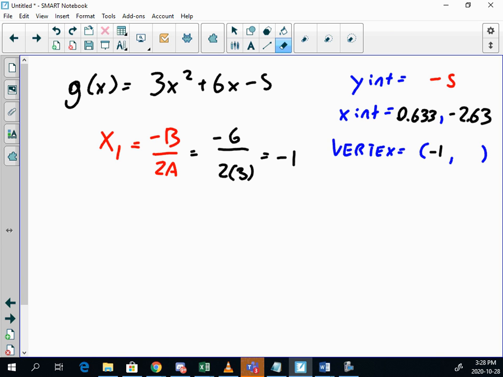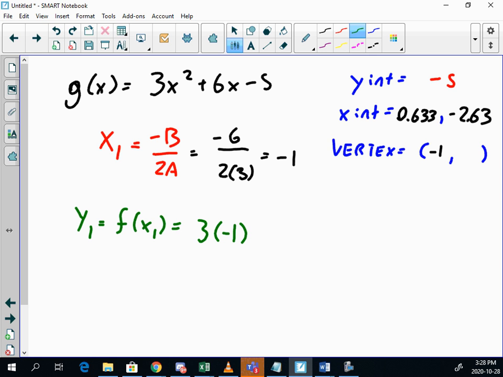That's not quite enough, though. I need to find the y1 value, which is just f of the x1 value. That is to say, it's my original function with -1 substituted in for x. And when I do that, I get 3 minus 6 minus 5, which is negative 8.